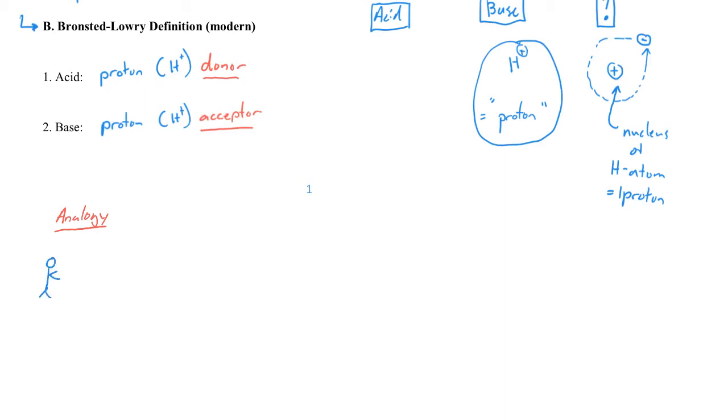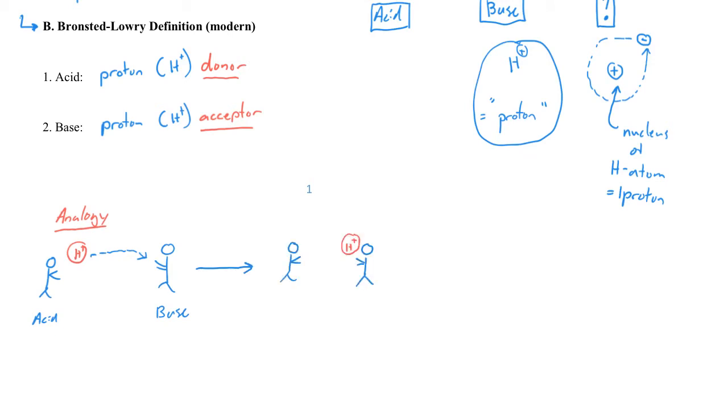So we can imagine this proton, this H+, as being sort of like a baseball. And there are two characters throwing this baseball back and forth. We can think of the acid as, at least initially, the one with the H+ and throwing it to the base, where the base catches it. And this is the pitcher-catcher analogy.